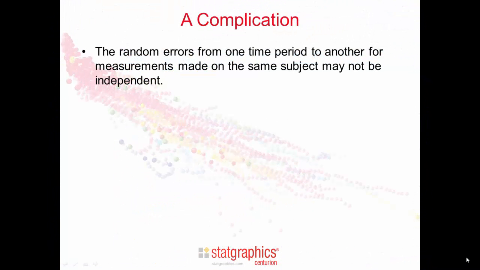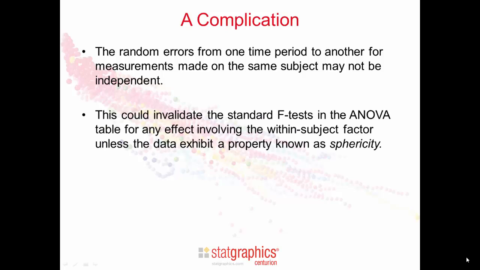You may have noted in the analysis of variance table that there were two error terms, one for the between subject factors and a second for any effects involving the within subject factor time. An additional complication arises when interpreting the significance of the within subject effects, and that is that the random errors from one time period to another for measurements made on the same subject may not be independent. If they're not independent, this could invalidate the standard F-tests in the ANOVA table for any effect that involves the within subject factor, unless the data exhibit a property known as sphericity.